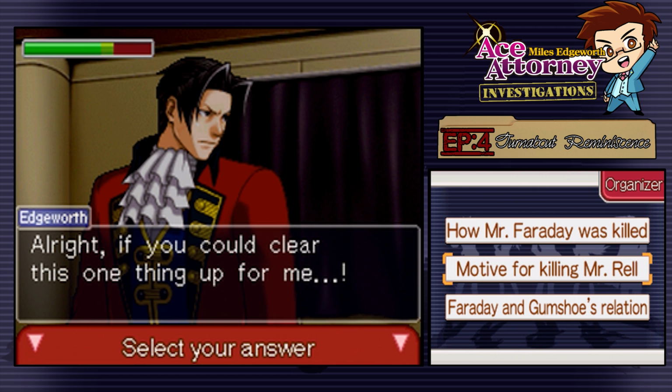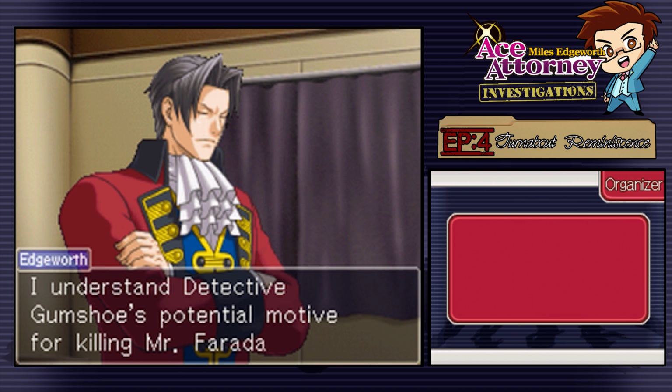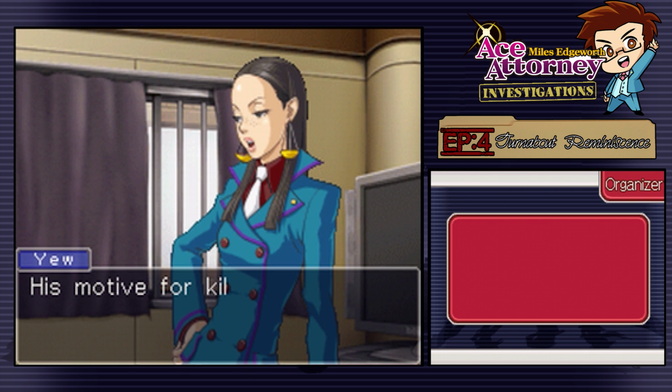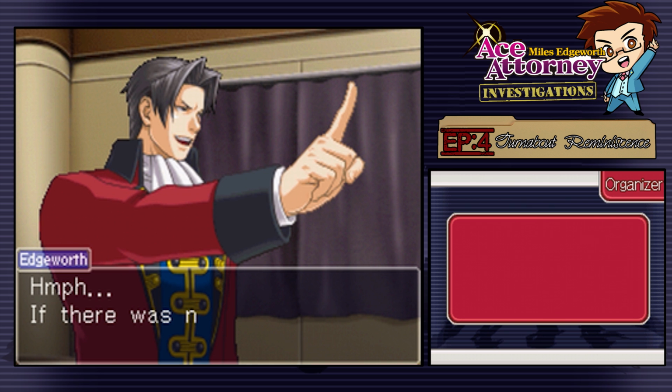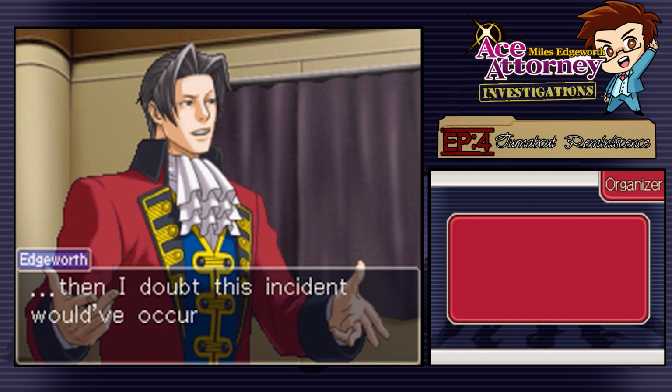Okay. Oh, I got the names confused. Mr. Rell is the other guy. Oh, okay, that makes way more sense to present this one then. I understand Detective Gumshu's potential motive for killing Mr. Faraday. However, what about his motive for killing Mr. Rell? His motive for killing Rell? Like I would know. If there was no clear motive for both of the murders, then I doubt this incident would have occurred. Wouldn't you agree?